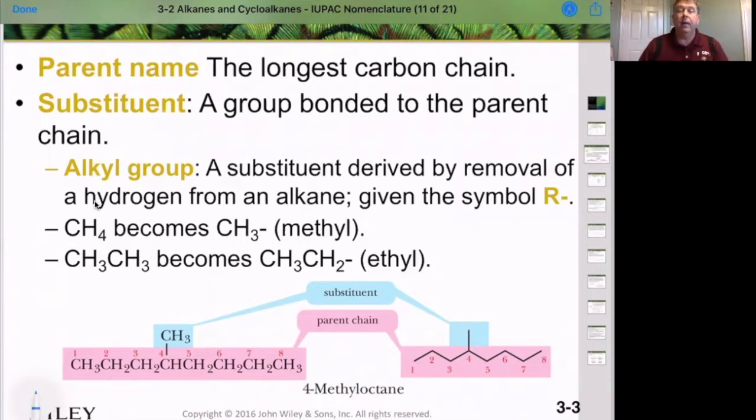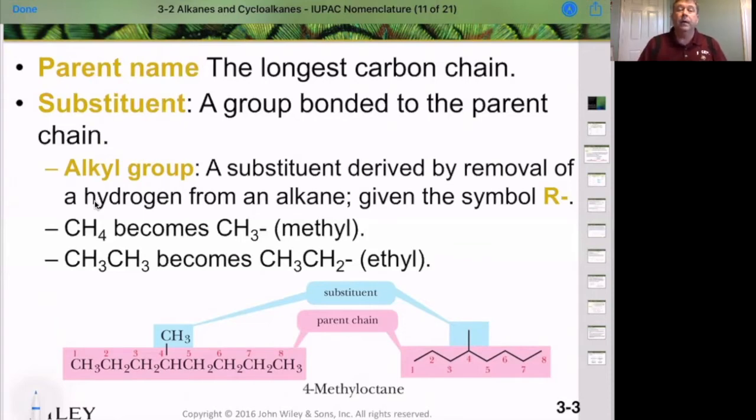Now if you have a long carbon chain, then you have a small chain coming off it. That small chain coming off it, if it's bonded to that, is a substituent. Your substituent is made by taking a hydrogen off and adding a new carbon-carbon bond onto that chain. That substituent is hanging off the main chain but is covalently bound to it.